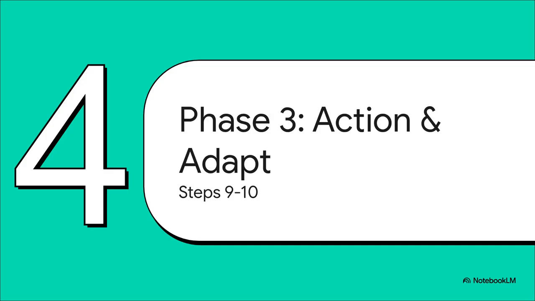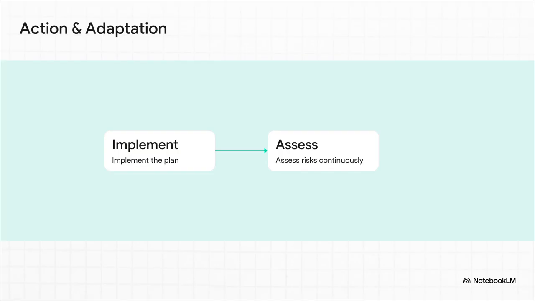Let's jump into Phase 3, Action and Adaptation. This is the final A in our playbook, covering the last 2 steps, 9 and 10. Okay, this phase is all about remembering that your audit plan is a living, breathing document, not just some static binder collecting dust on a shelf. Step 9, you implement the plan by actually performing the engagements.